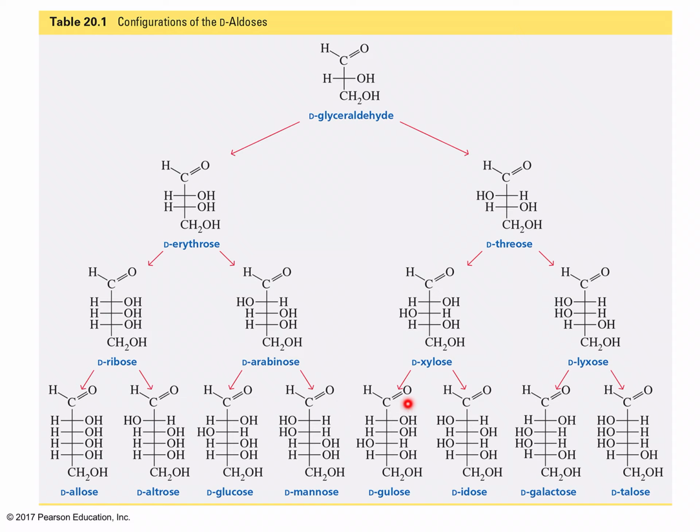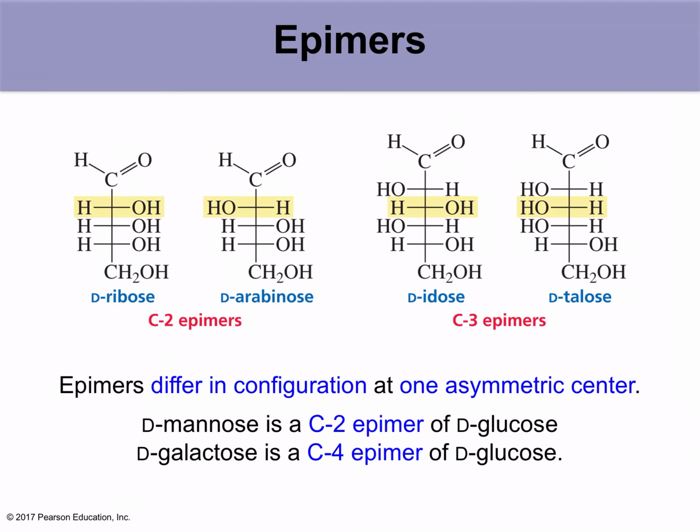And then from this D-xylose you add one more carbon with hydroxyl and hydrogen. Hydroxyl to the right, D-gulose. Hydroxyl to the left, D-idose. And for D-lyxose, OH to the right, D-galactose. OH to the left, D-talose. Interesting. A little bit complicated, right? But you got the main idea.